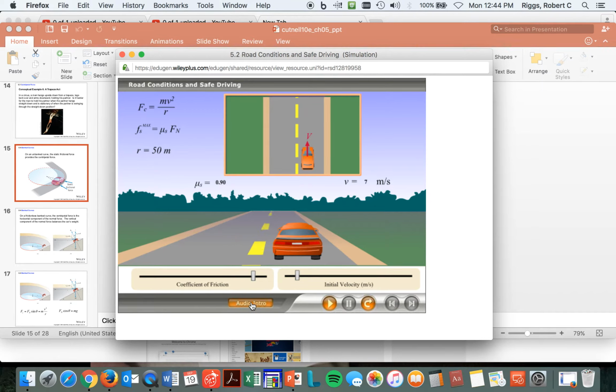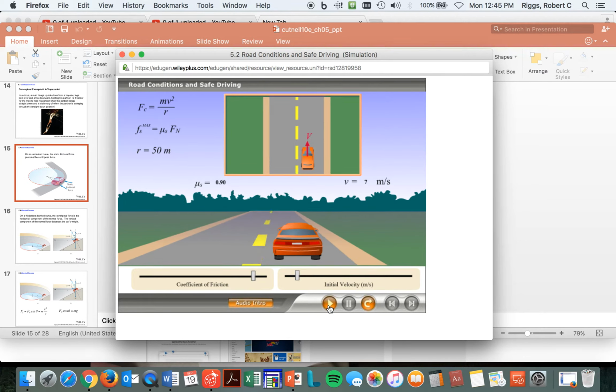So a car following an unbanked curve makes use of static friction force to provide the needed centripetal force to stay on the road. The static friction force is limited to a maximum value depending on the normal force of the road on the car and the coefficient of static friction. The centripetal force needed to keep the car on the curve depends on the car's mass and speed, as well as the radius of the corner. Run the simulation with the coefficient of static friction set at 0.9, corresponding to dry pavement. Click Start to enter the curve.